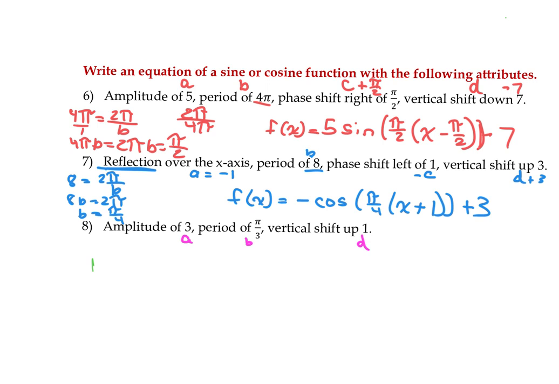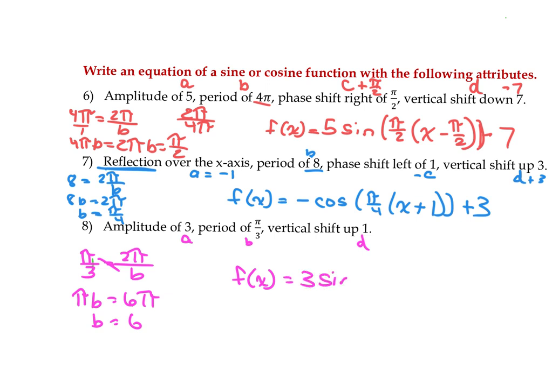So then I'm going to take my period of pi over 3 and set it to 2 pi over b. This time it's a fraction equal to a fraction. So pi b equals 6 pi. Divide by pi, and I get my b value of 6. So I'll go back to sine this time. Amplitude of 3, sine. I've got a 6, and I have no c value, so there's nothing really to factor out. It's 6x, and then up 1, and there's that equation.